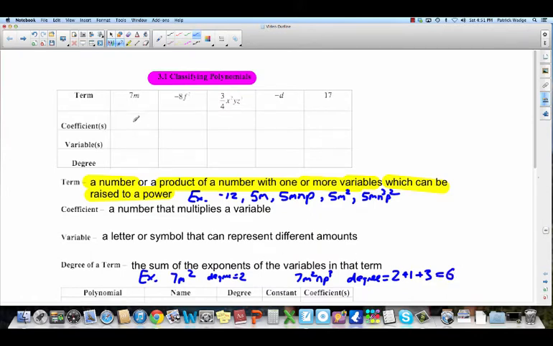Okay, let's go back and fill in the whole table pretty quickly here. What you might want to do is stop the video, try it, and then see if you got it right. That'd be a good way to do it. Coefficient is the number out front, so it's 7 in the first one. The number out front that's multiplying the variable in the second one is negative 8. The third one, it's 3/4.